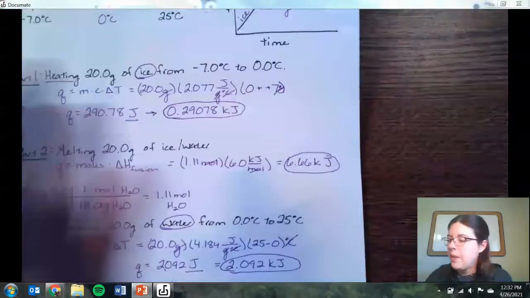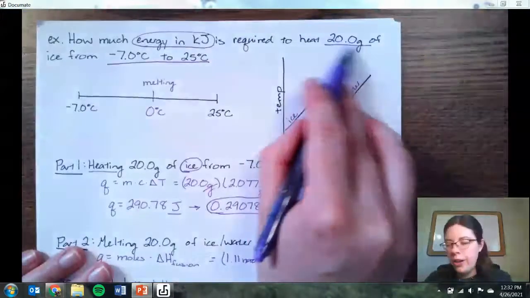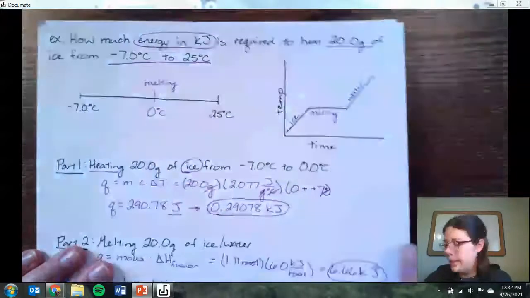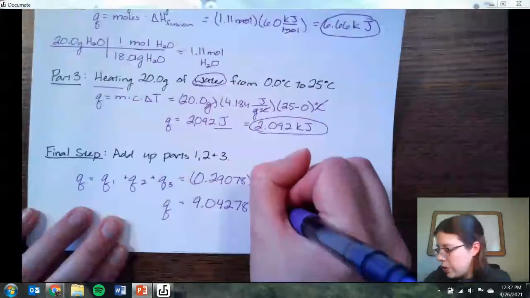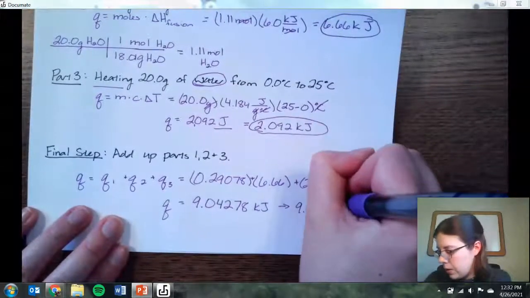Okay, so if we go back to our original problem, we have 3 sig figs here, but only 2 sig figs for each of these numbers. So we're going to round our answer to 2 sig figs. So 9.04 gets rounded to 9.0 kilojoules.